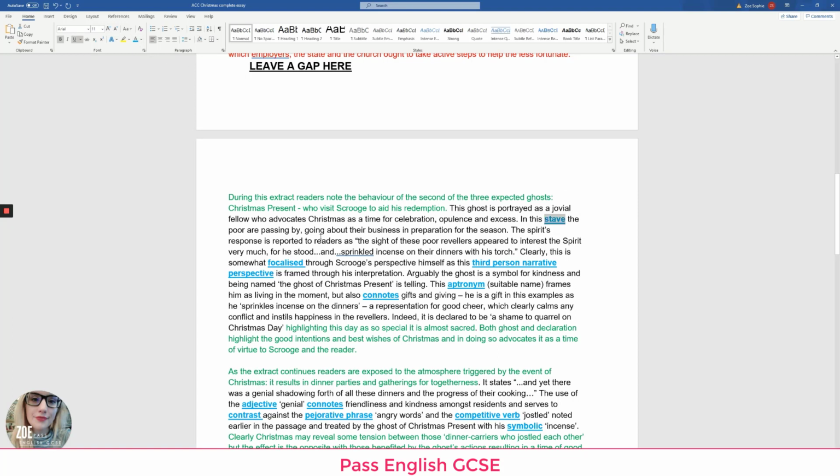The poor are passing by, going about their business in preparation for the season. The spirit's response is reported to readers as the sight of these poor revelers appeared to interest the spirit very much, for he stood and sprinkled incense on their dinners with his torch.